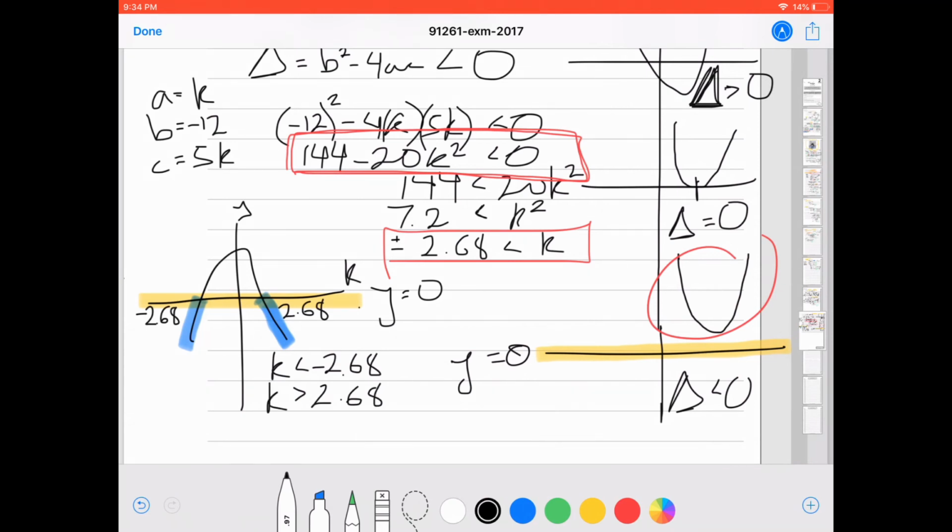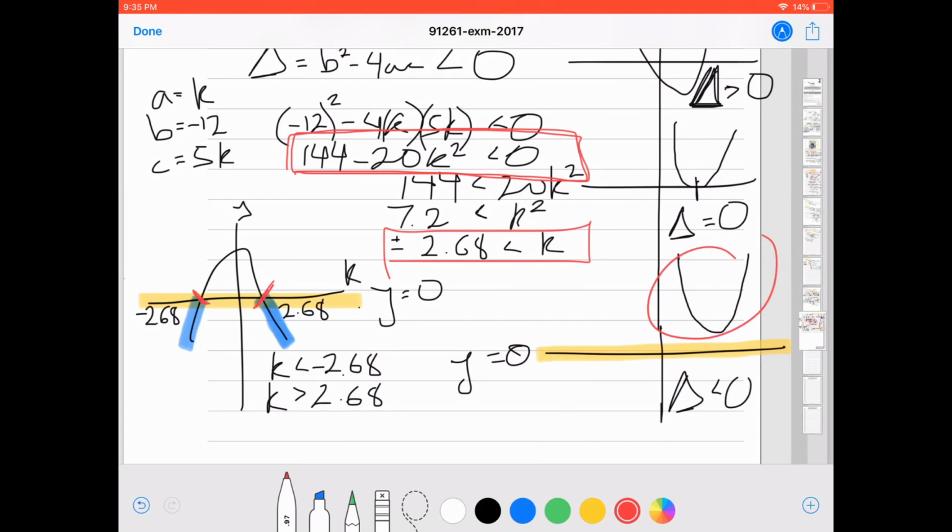And we can just look at the graph to confirm it. Note how you've got negative 2.68 in here, all the values for k less than that number, so left on the x-axis, in this case it's the k-axis, satisfy the blue region. Likewise, all the values greater than 2.68 or right on the number line satisfy the blue region again.